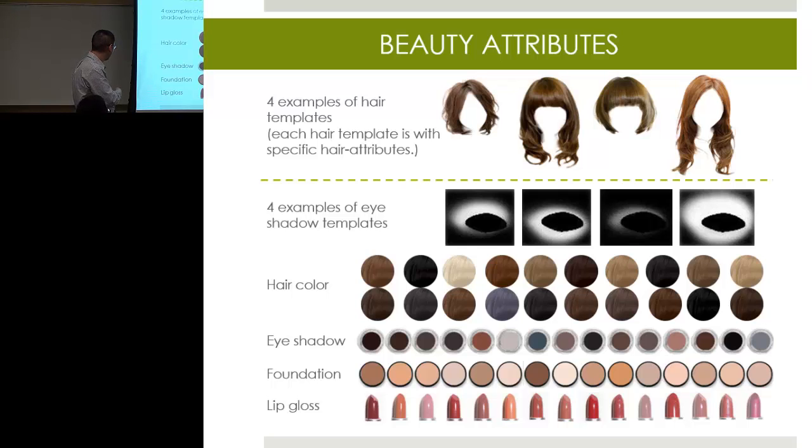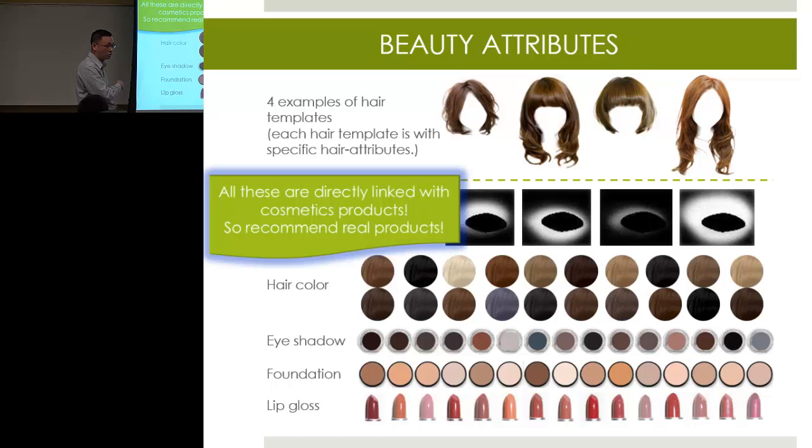And for hair color, eyeshadow color, foundation color, and lip gloss color, we just do simple k-means and then obtain the templates. As I just mentioned, all these are directly linked with the cosmetic items of products. So when you have this recommendation, you can directly recommend the cosmetic item for you, such that you know which item to buy online.